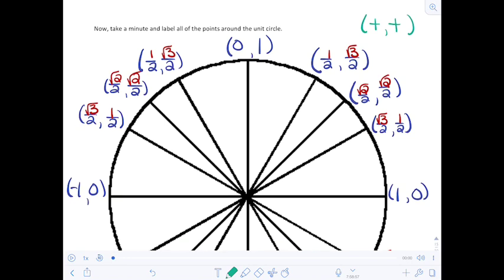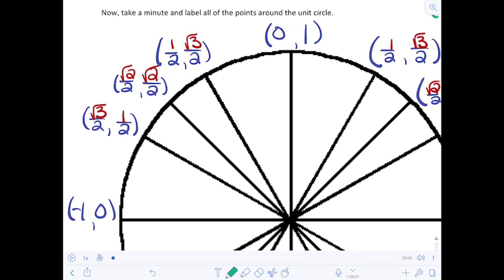When you move into the second quadrant, our x's are negative and my y's are positive. So you have negative x's and positive y's. So now we just need to make the x coordinates negative.